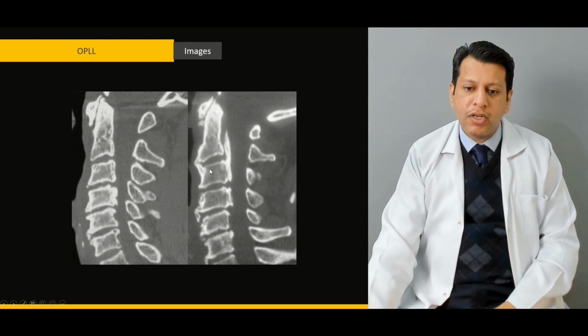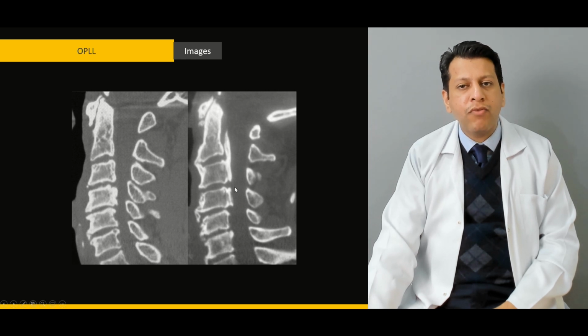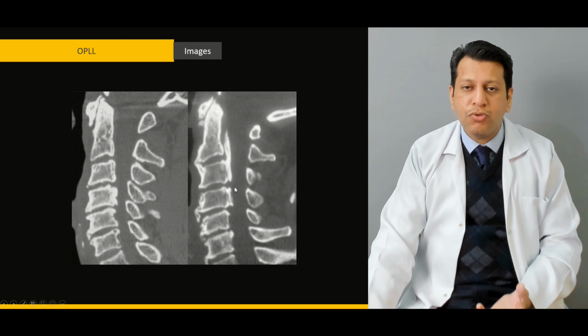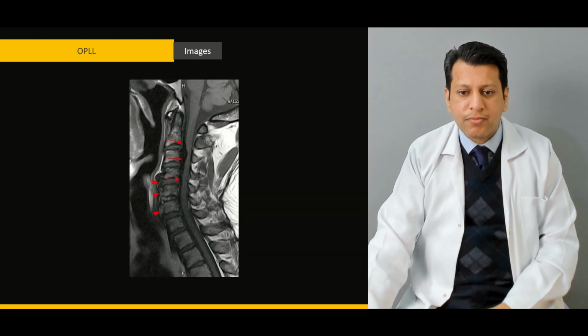So if you see over here, there is definitely osteoporotic bone. There is anterior bone spurring as well as some ossified formation. There may be a reduced joint space as well. There is ossification of posterior longitudinal ligament along with decreased space available for the cord, and that's why the patient may usually present with the signs and symptoms of cervical myelopathy.